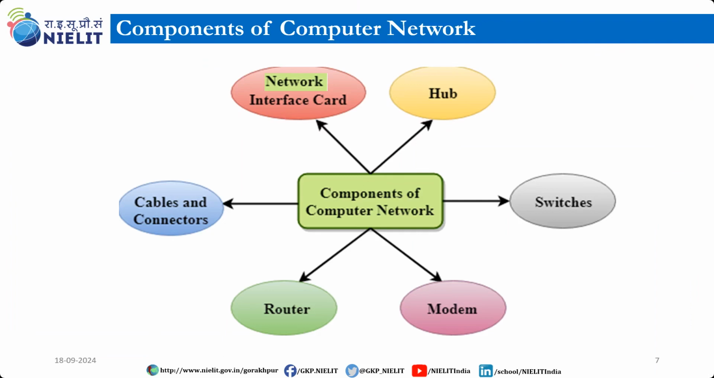Then there can be cables and connectors. Depending on which type of communication link you are going to use, there can be different types of cable. It can be optical fiber cable, or it can be copper cable, it can be a phone line, and accordingly there will be some connector. Then there are some devices also required in most cases, like a hub device, switch device, router, modem. These are the basic components that are required in the computer network.